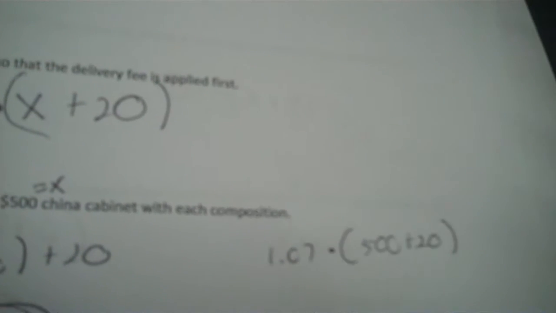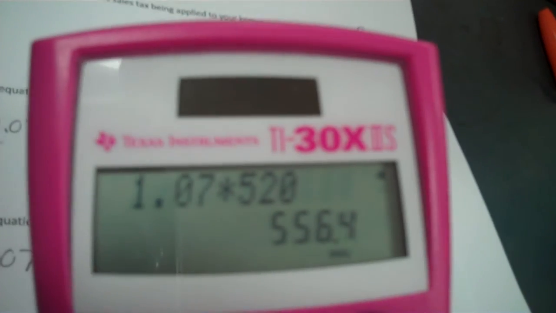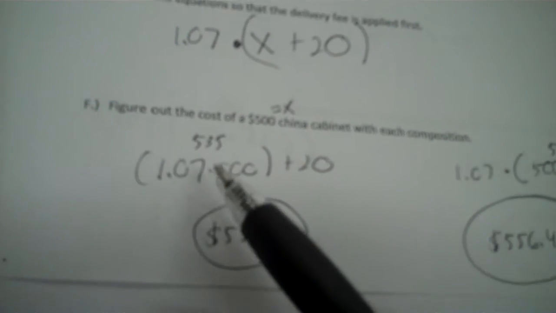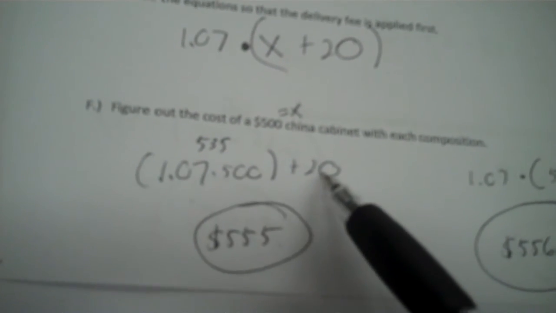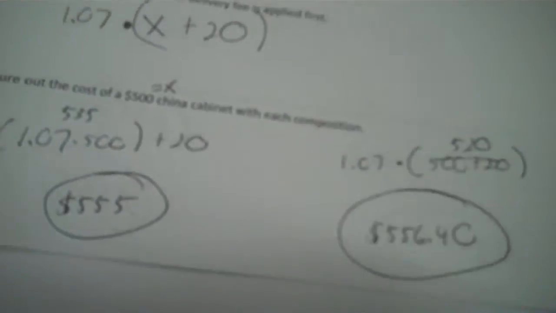Okay, we'd add those first this time, 520, and then I take 1.07 times 520. Okay, I got 556.4, which is $556.40, okay? Okay, so it's a little bit cheaper if they do the tax first and then add 20 than it is if they add the 20 first, then do the tax.